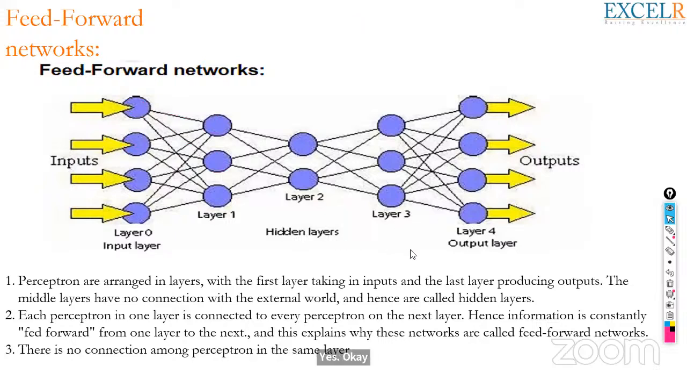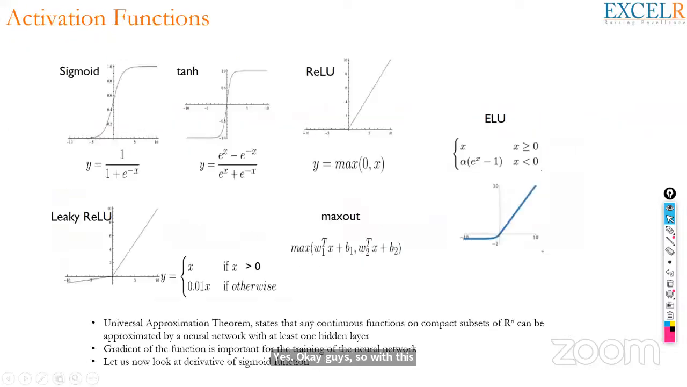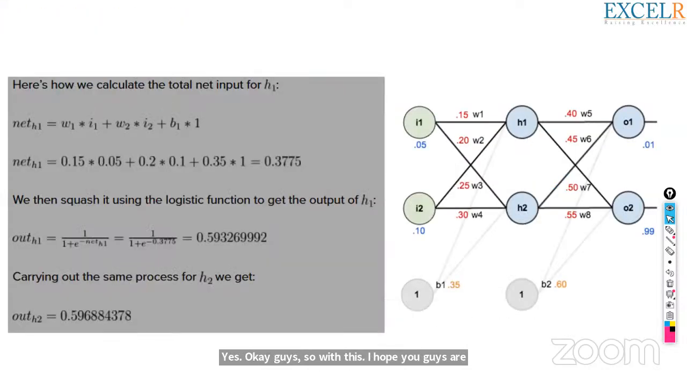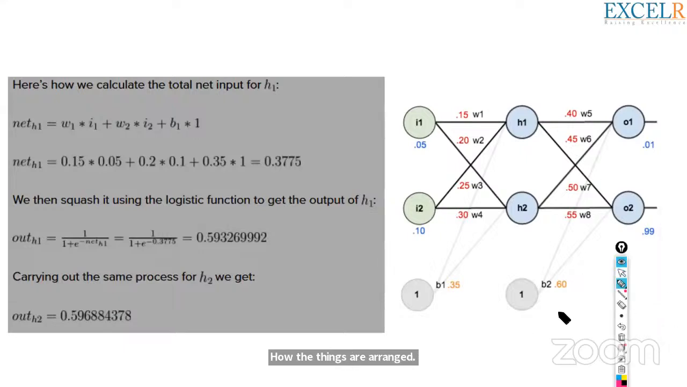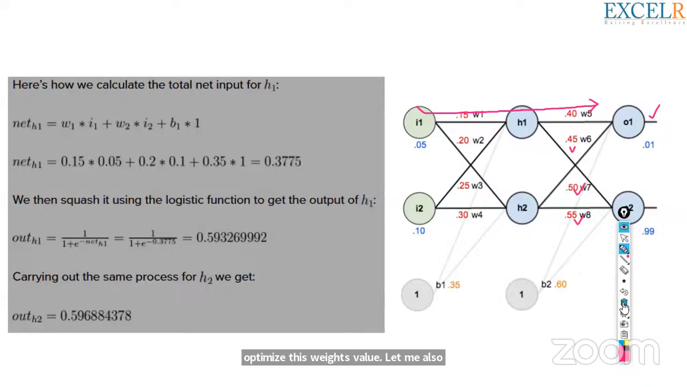Okay, guys. So with this, I hope you are clear how the things are arranged. Or let me do one thing. Let me also discuss with you guys how the processing is being done. I mean, how the values are processed and we get the output. And from the output, how the optimization technique will try to optimize these weight values. Let me also discuss that part with you guys so that you have a very clear-cut understanding, right?